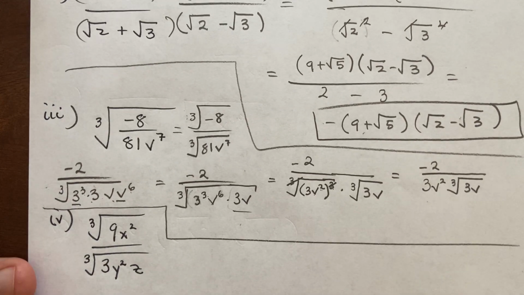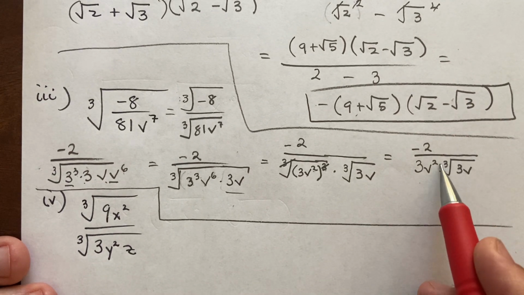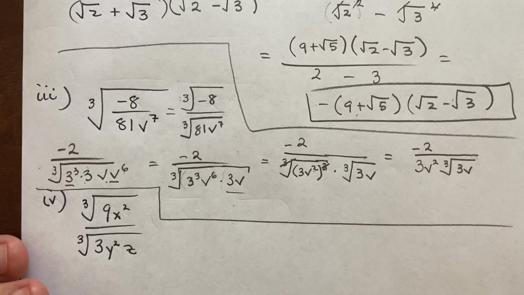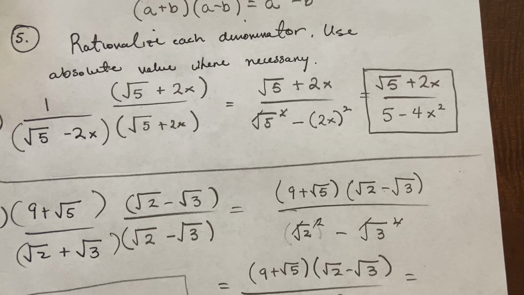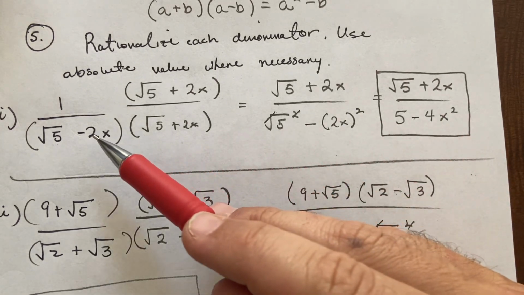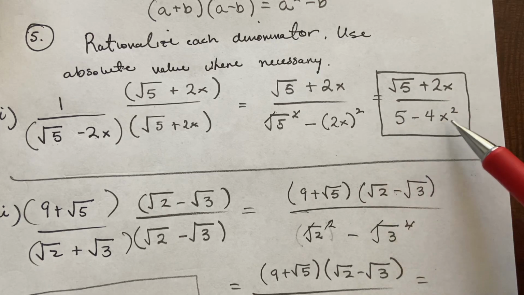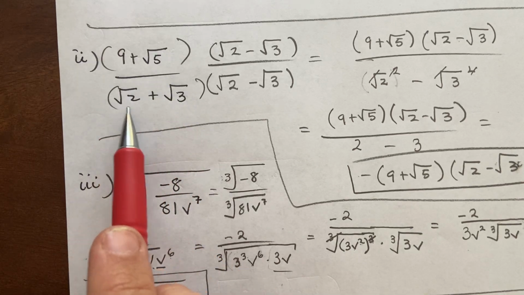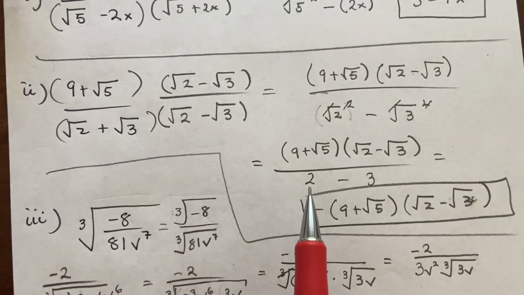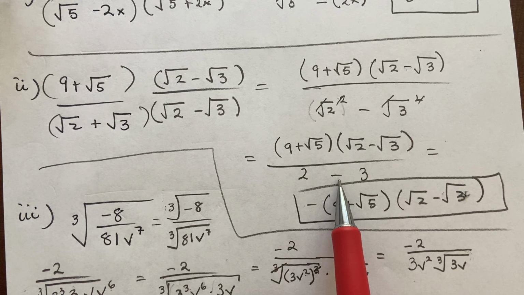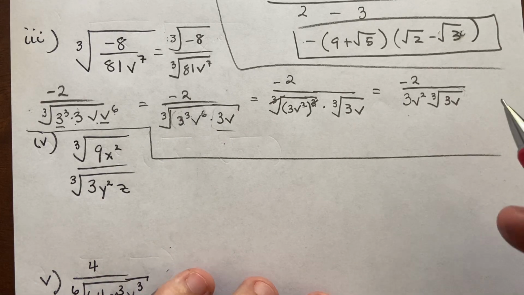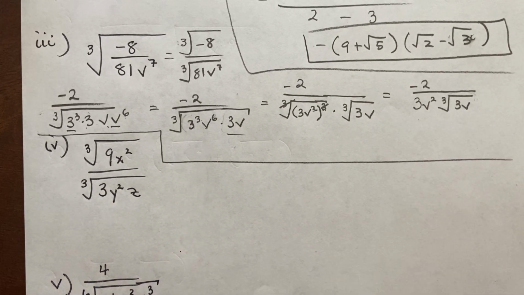Keep in mind the problem asked us to rationalize, so I still want to get this root taken care of. I don't want any roots in the denominator. If you look back at the ones that we've rationalized, we went from something that had a root in the denominator to something that didn't. That's a rationalization. We went from something that had a couple roots in the denominator to something that didn't. So we're still wanting to rationalize this and take care of this cube root of 3v.